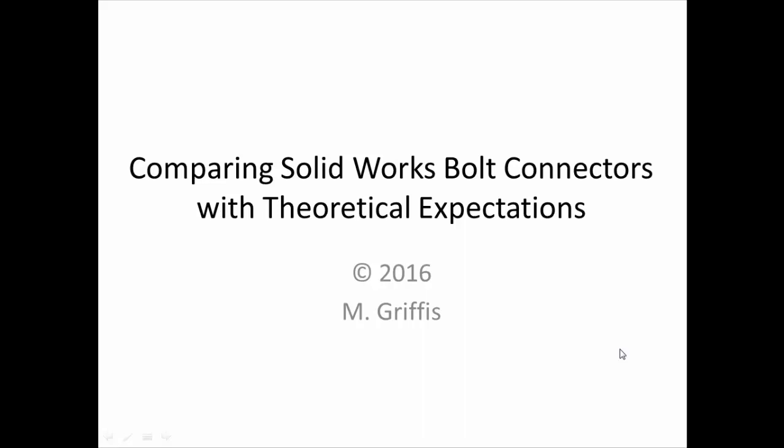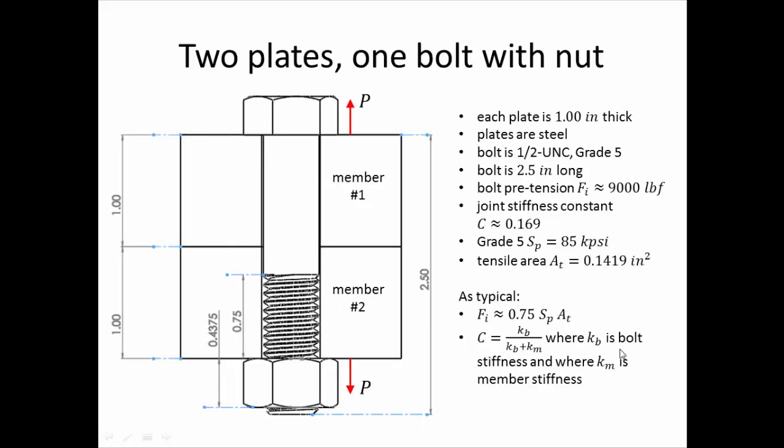Today I want to talk about comparing SolidWorks bolt connectors with our theoretical expectations. Here we have two 1-inch thick steel plates that are bolted together by a 1/2 inch UNC grade 5, 2.5 inch long bolt. The bolt is pre-tensioned, in other words, the nut has been screwed on and tightened such that the bolt has been stretched by about 9,000 pounds.